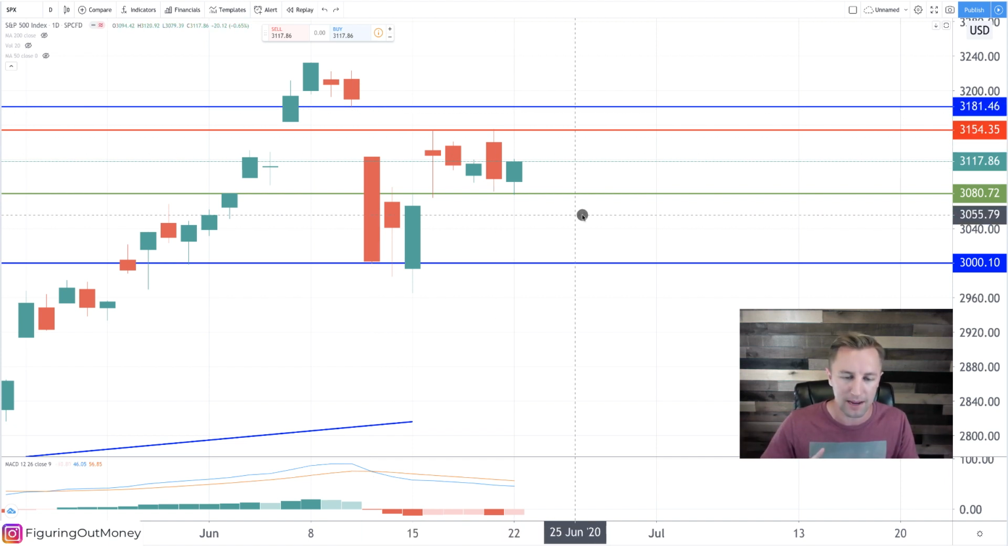Let's head over to the 30-minute time frame to get a good idea of what this price action looked like intraday.